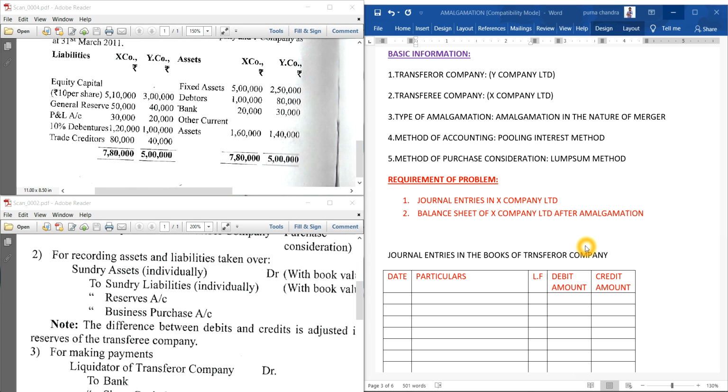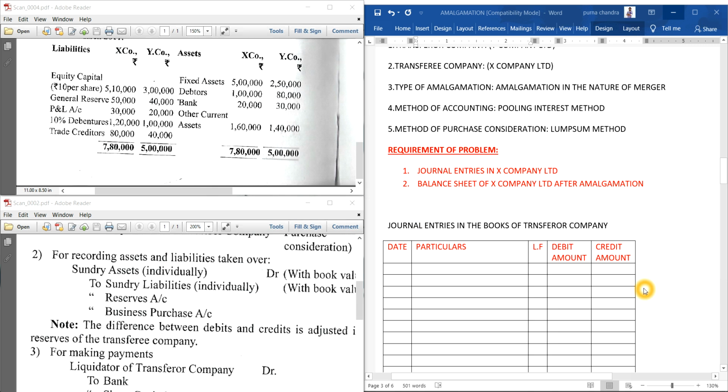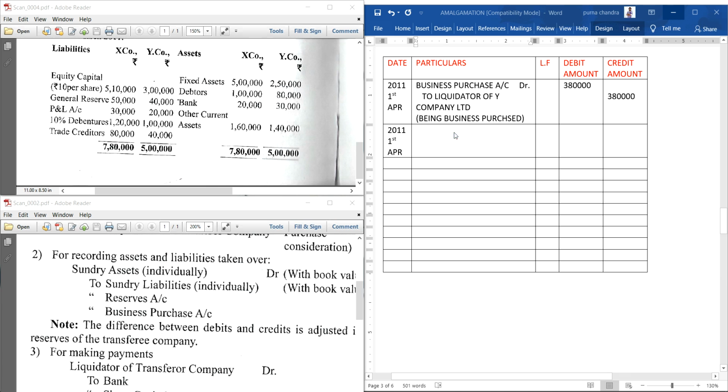Welcome back, students. Here it is amalgamation in the nature of merger, so you have to take the assets and liabilities. Here liabilities means outside liabilities at book value. Look at what the assets of Y Company Limited consist of: fixed assets, debtors, bank balance, other current assets. So write down all the assets first. Don't change the asset value.